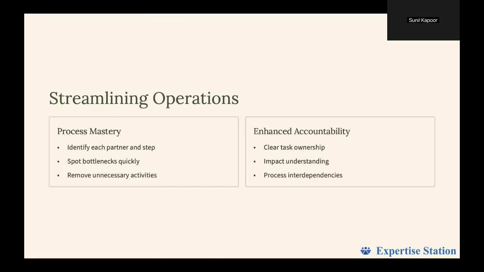Then streamlining the operations, a very important point, and I think in India we have seen significant improvement in overall bottom line. So this includes identifying each partner. We divide it into two parts: process mastery and enhanced accountability. So we have to identify, or make accountable, each partner in the supply chain, and quickly identify the bottleneck in the entire supply chain process.